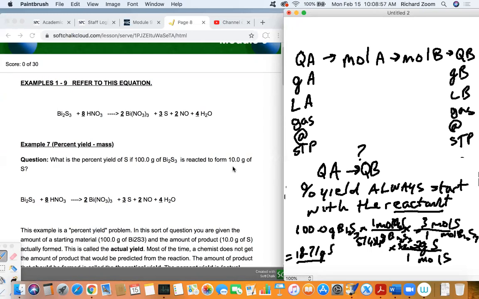So we're looking at the percent yield, which is what we actually got divided by what we theoretically got. Actually, I'll do that separately. I'm going to erase this here.